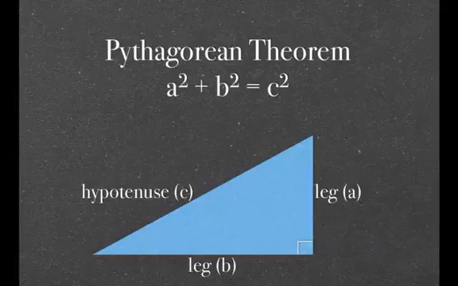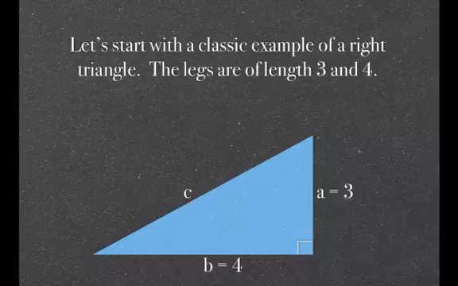So the two shorter lengths, legs a and b, the sum of those values squared is going to be the length of the hypotenuse squared. So let's start with a classic example of a right triangle. The legs here are of length 3 and 4.